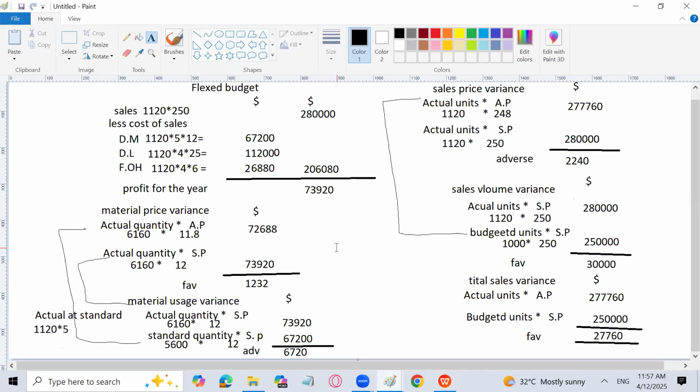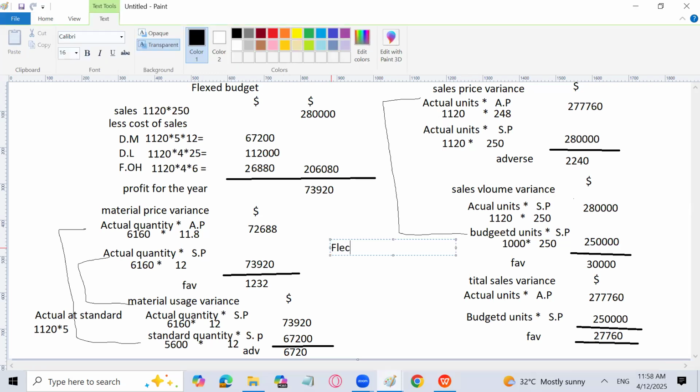Reconciliation of flex profit with the actual profit. Or you can say reconciliation of flex contribution with the actual contribution. So I will write flex profit over here. This is not a part of the question, but I am doing it because it used to come in the paper more often. Flex profit we have calculated, that is 73920. But the examiner wanted us to find the actual profit through variances. So flex profit is 73920.